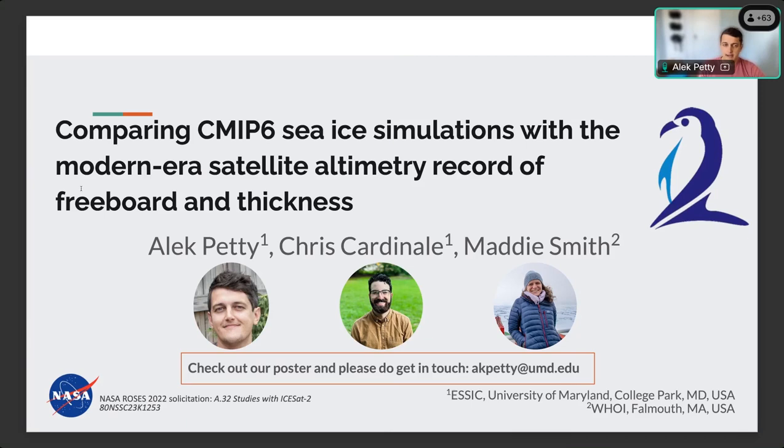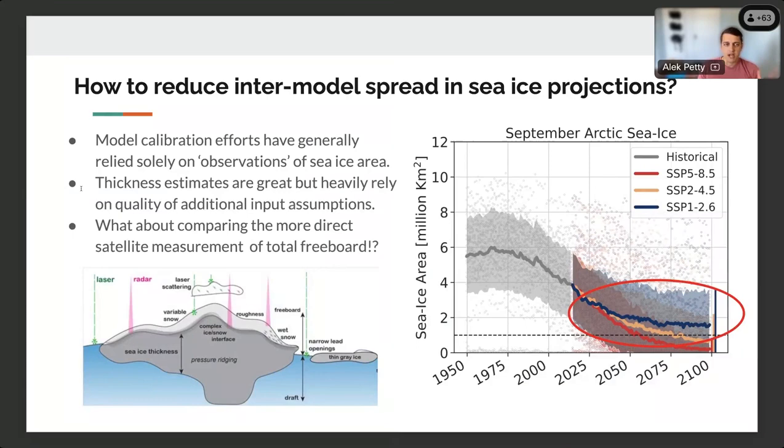Our overall project goal is how to better reduce intermodel spread or uncertainty in future sea ice projections. Motivated by plots like this on the right that I know many of you have seen before, showing the various CMIP-6 model projections of September Arctic sea ice area. The point being there are different sources of uncertainty, as has been discussed already at this meeting, where we're mostly concerned with trying to better constrain the intermodel uncertainty contribution to that total uncertainty.